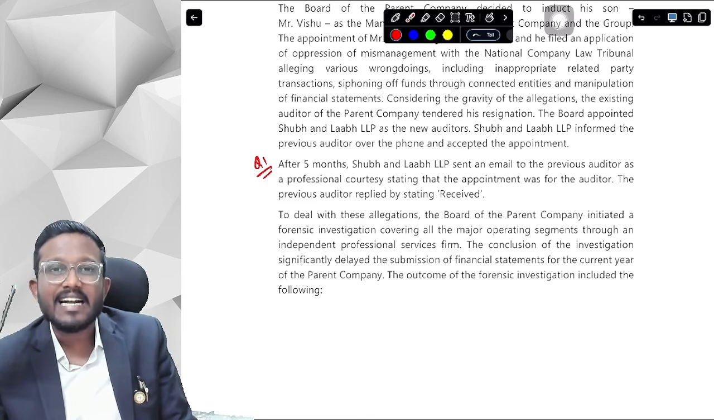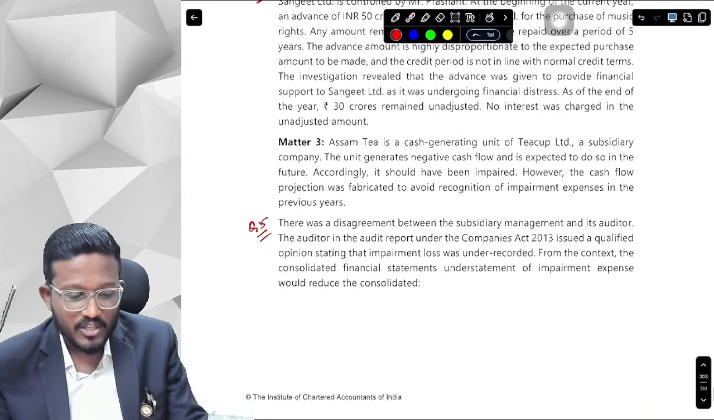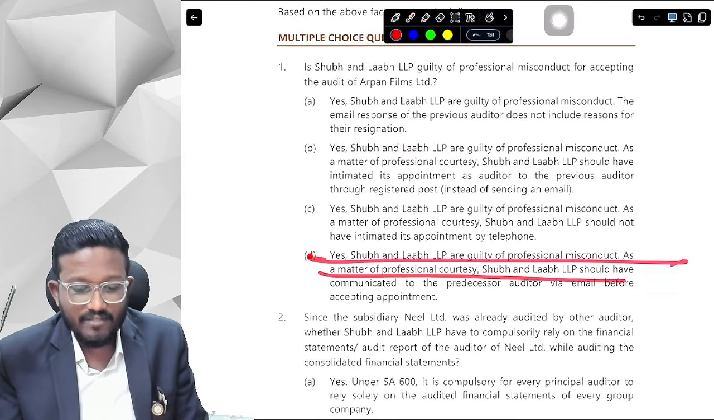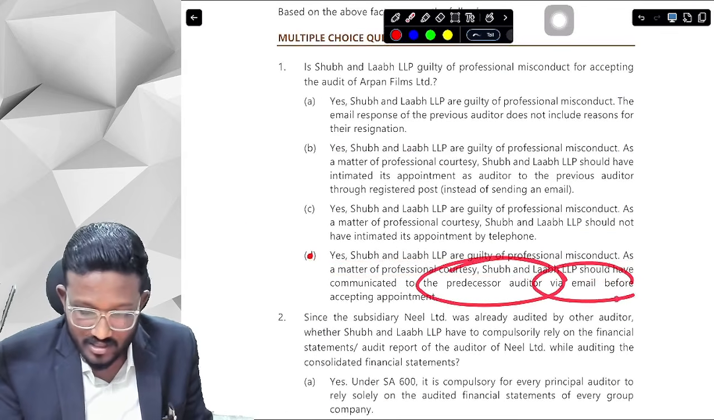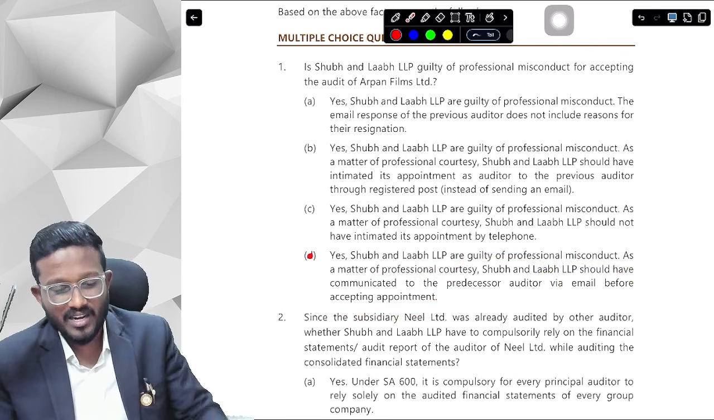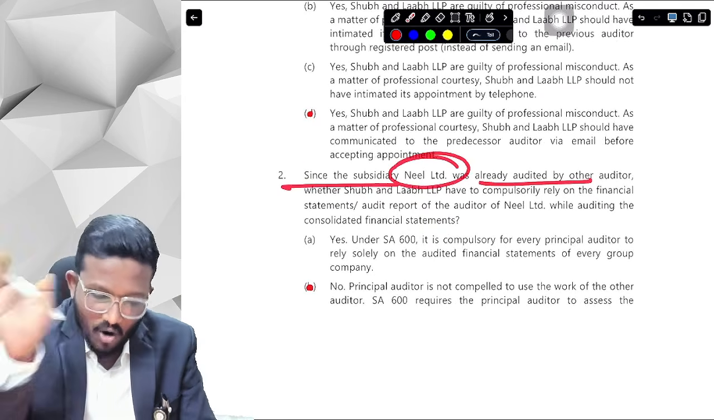We need to send a written confirmation to the previous auditor. Here we will be guilty of professional misconduct, because we should have communicated to the predecessor auditor via mail before accepting the appointment, not 5 months after accepting the appointment.